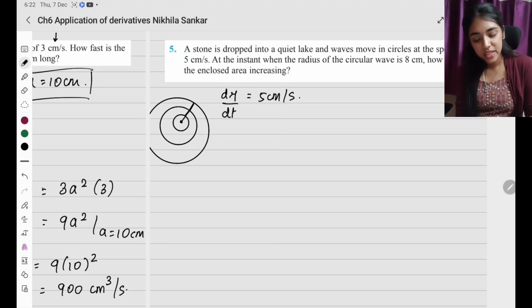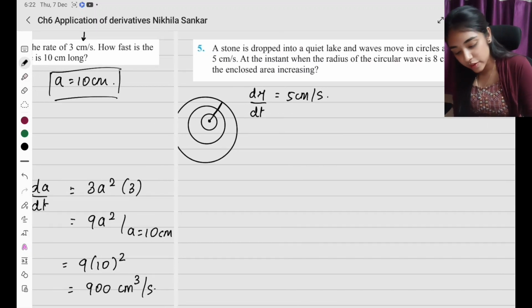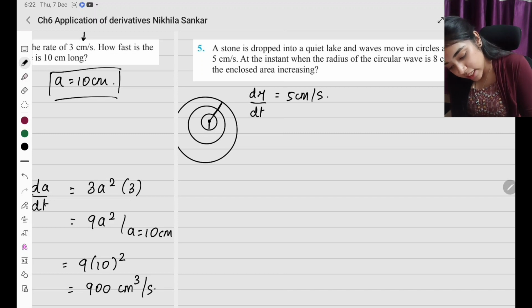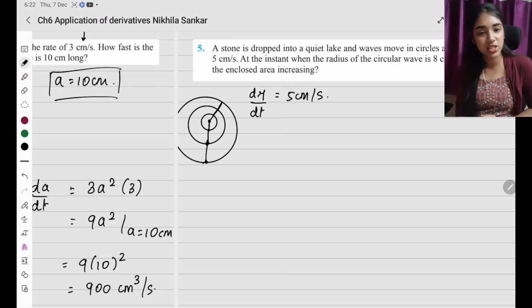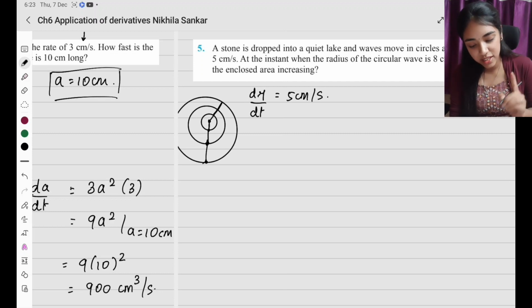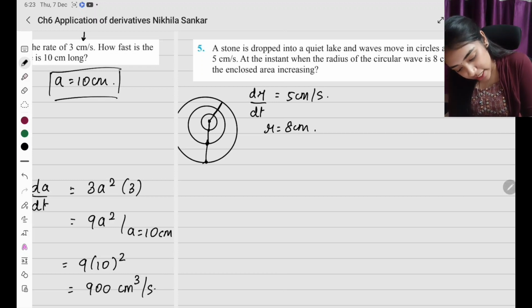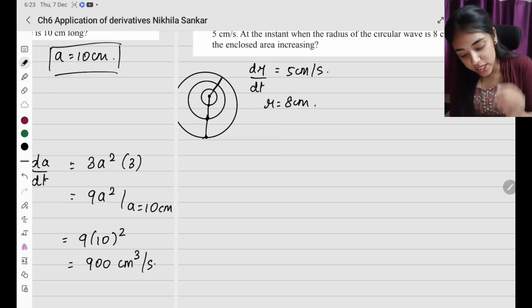You understood? A stone is dropped in a quiet lake and waves move in circles at a speed of 5 centimeter per second. From here to here, it's changing at a rate of 5 centimeter per second. So what is given? The rate of change of radius is 5 centimeter per second. At the instant when the radius of the circular wave is 8 centimeters, the radius is given. How fast is the enclosed area increasing?